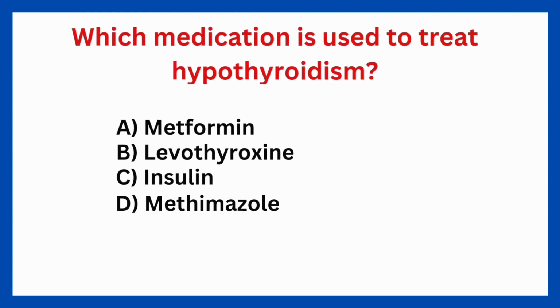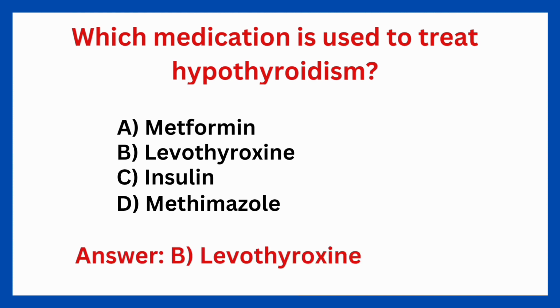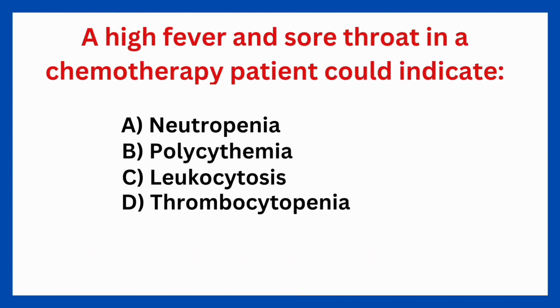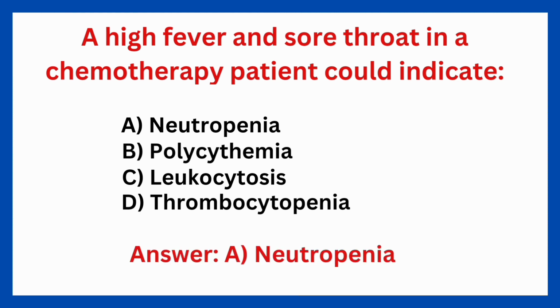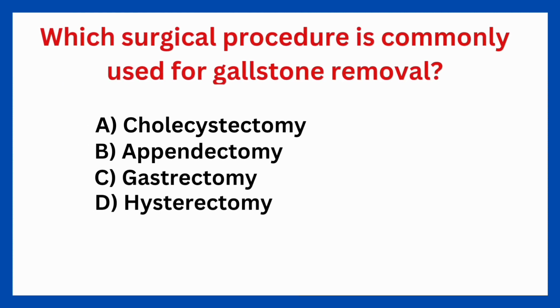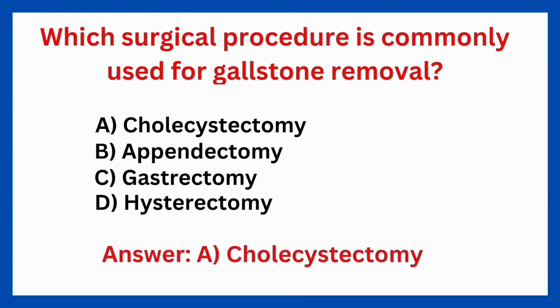Which medication is used to treat hypothyroidism? Right answer is option B, levothyroxine. A high fever and sore throat in a chemotherapy patient could indicate. Right answer is option A, neutropenia. Which surgical procedure is commonly used for gallstone removal? Right answer is option A, cholecystectomy.